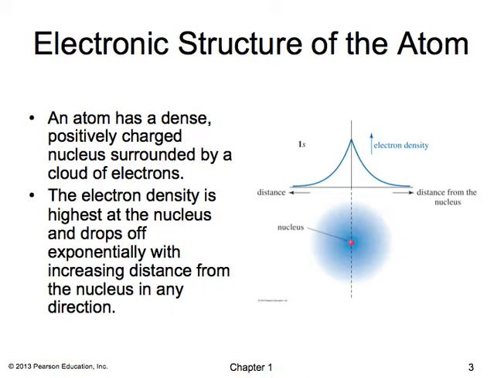Before we begin with the nitty-gritties about organic structure, first we'll talk about electronic structure of the atom. An atom has a dense positively charged nucleus surrounded by a cloud of electrons, shown here. The electron density is highest at the nucleus and then drops off exponentially with increasing distance from the nucleus in any direction. This is an example of a 1s or an s orbital.